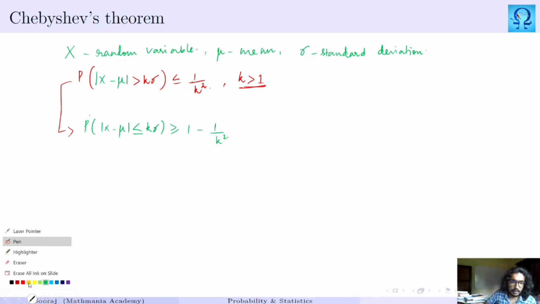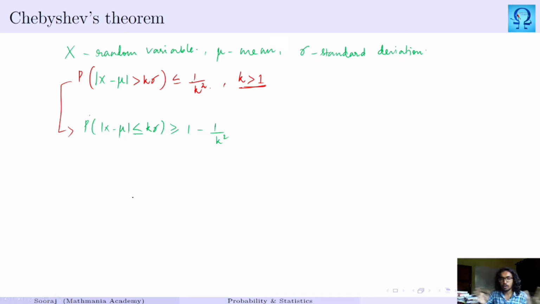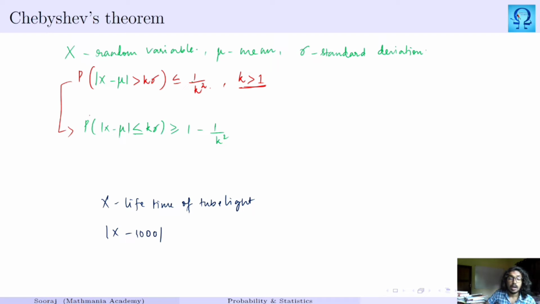Here let me tell you the usage of this one. As I was saying about the tube light and all, this x is the lifetime of the tube light, mu is the average and sigma is the standard deviation. So you are expecting x to be 1000, you are saying, and sigma is some value, so the deviation up to 2 sigma is acceptable.